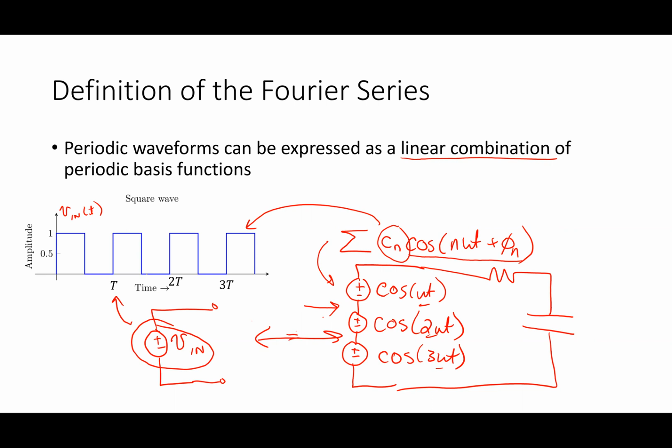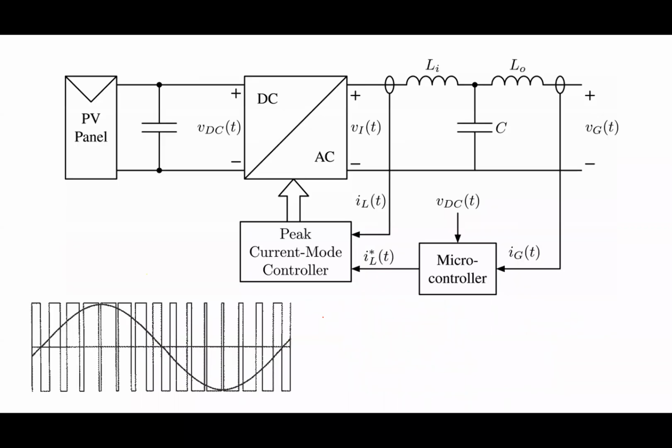As long as I have a periodic waveform, then I can think of that periodic waveform as a linear combination of these sinusoids, what I call a periodic basis function. I call it a basis function because I can use it as the basis to build up a more complicated waveform. And the example I use is solar.